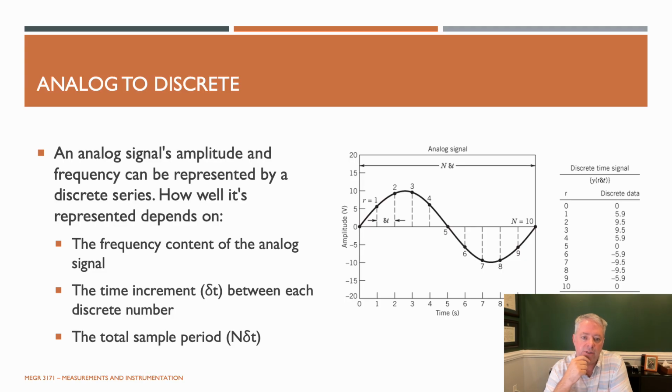And the quality of this discrete information depends on three things. The original signal's frequency content, and secondly, the time between each sample, which we call delta t, and the total duration of our measurement. So in this case, we're looking at 10 discrete measurements along this analog signal, so n is equal to 10. And there's also a time increment, delta t, which is the inverse of our sampling rate. So that's just something to remember.